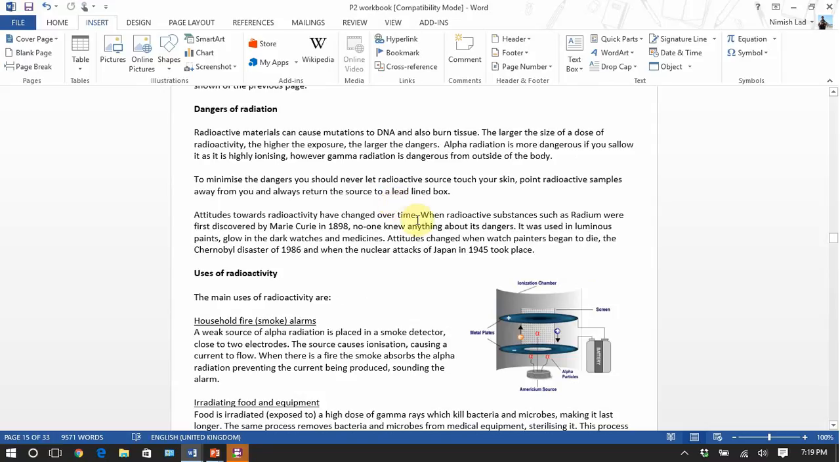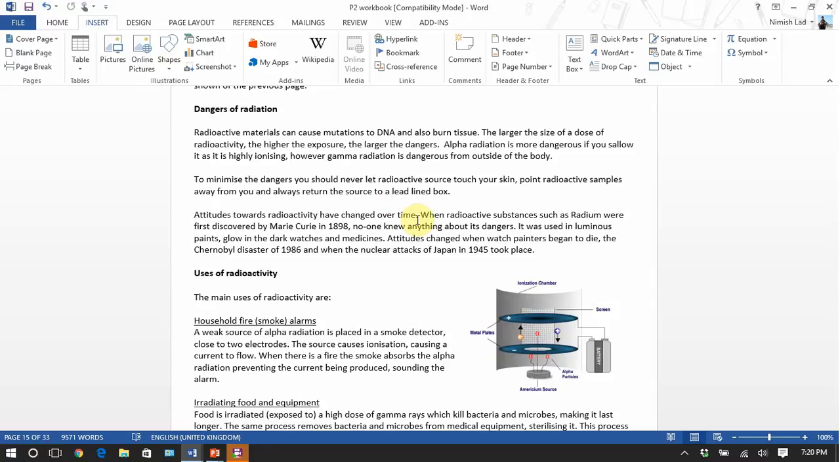So, dangers of radiation. The main danger of radioactivity is to cause mutations. It also can burn tissue, but the main danger is that it causes mutations to DNA. State that clearly. If I just said "cause mutations," that's not a good answer. You want to say "cause mutations to DNA." The larger the dose, or the exposure, the larger the dangers.